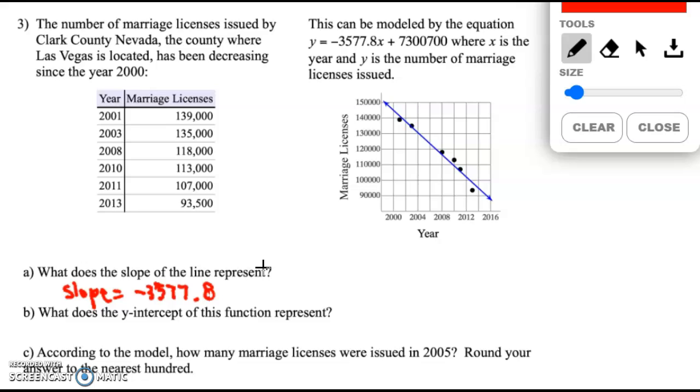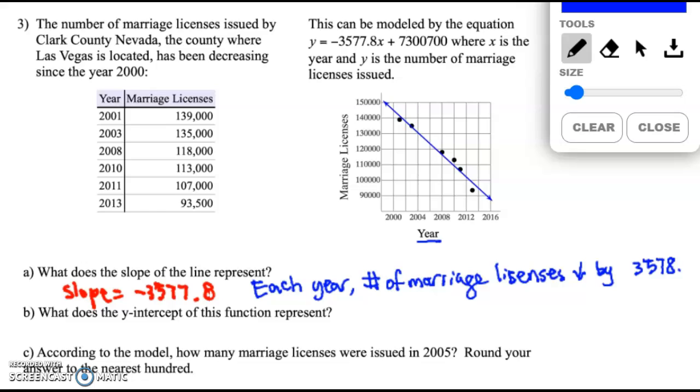So every time x is changing by 1, that means every time it increases by each year, how much does the number of marriage licenses change? By 3,577 marriage licenses. And in fact, it's going down by 3,577 marriage licenses, or I can write this as maybe 3,578 licenses.